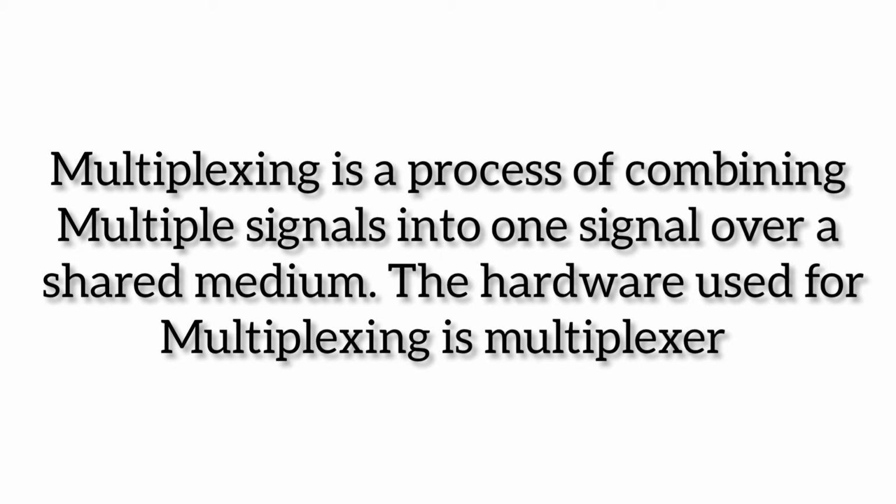Multiplexing is the process of combining multiple signals into one signal over a shared medium. If the analog signals are multiplexed, then it is called analog multiplexing. And if the digital signals are multiplexed, then it is called digital multiplexing. The hardware used for multiplexing is known as a multiplexer.